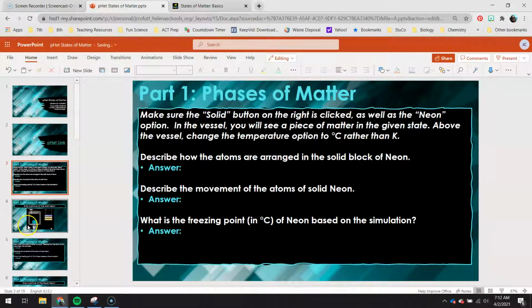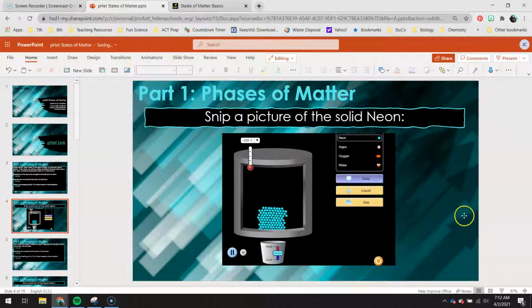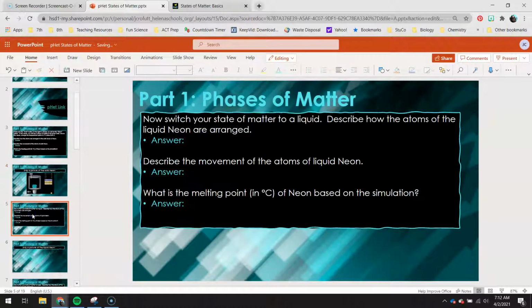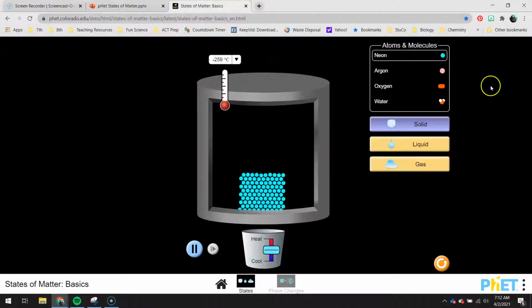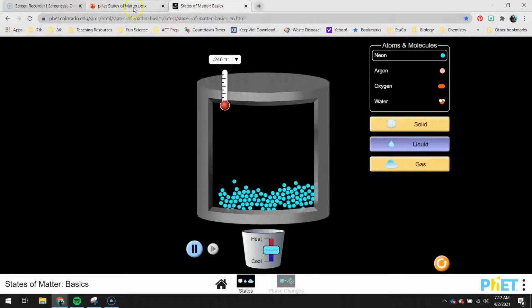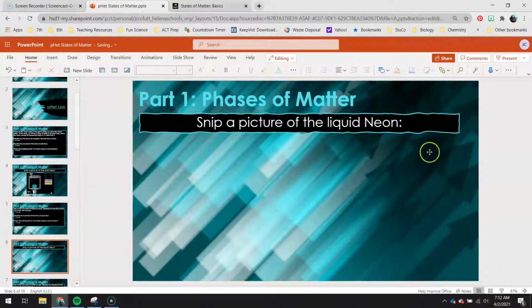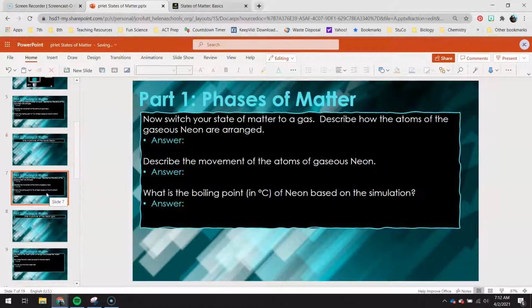Okay, and then on the next slide for each of these ones, you will need to snip a picture. I've already done neon for you, so you can see here solid neon. You will need to do liquid and gaseous neon as well. Okay, now switch your state of matter to a liquid. Describe how the atoms are arranged. So same thing you just did. Here's your liquid. Describe how they're arranged. Snip a picture of it, and then move on to gas.